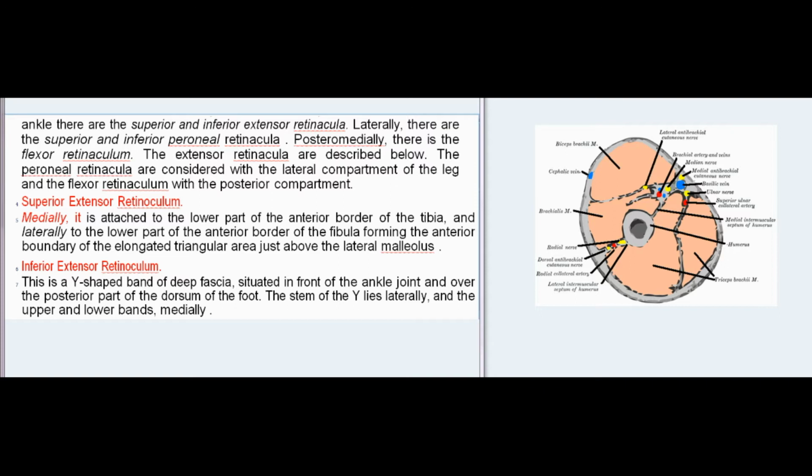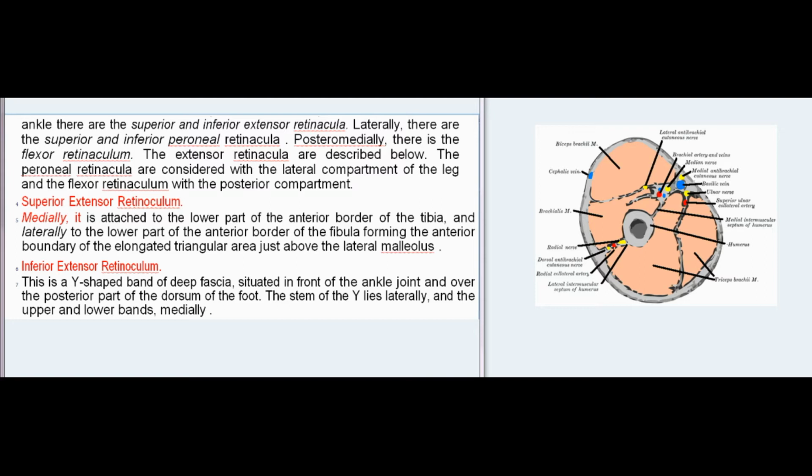4. Superior extensor retinaculum. 5. Medially, it is attached to the lower part of the anterior border of the tibia, and laterally to the lower part of the anterior border of the fibula, forming the anterior boundary of the elongated triangular area just above the lateral malleolus. 6. Inferior extensor retinaculum.